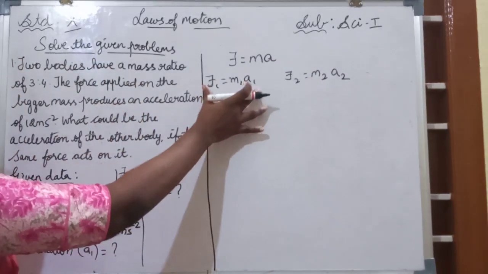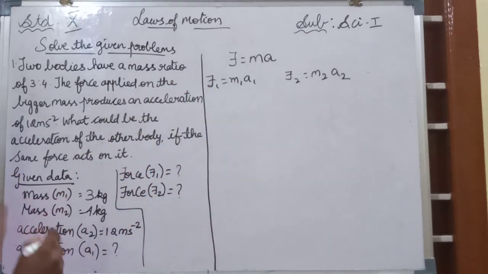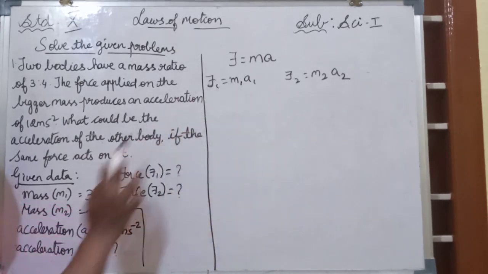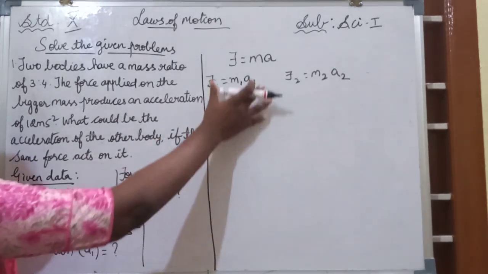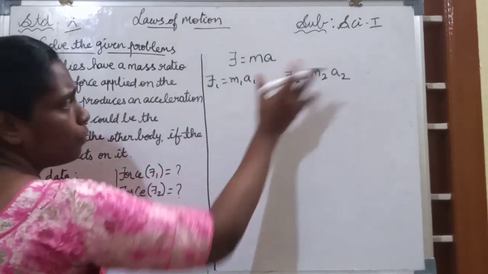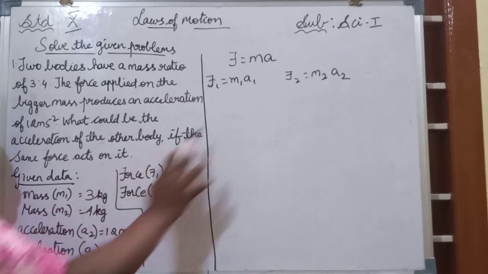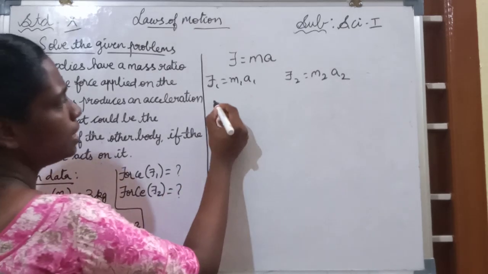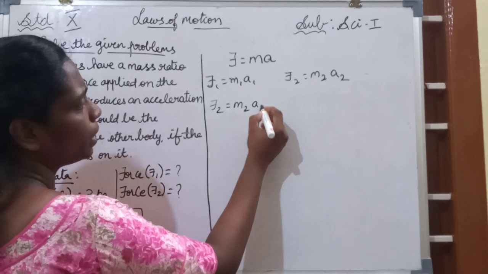If you look at the first formula, F1, do we have the value for F1? No. What about M1? We have it. A1, we don't have. So we cannot use this formula. Take the second formula. F2, do we have it? No. M2, yes, we have the value. And what about A2? We have the value. So we can use the second formula. F2 is equal to M2 A2.